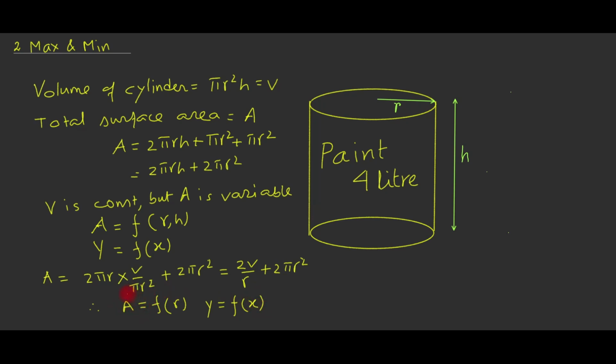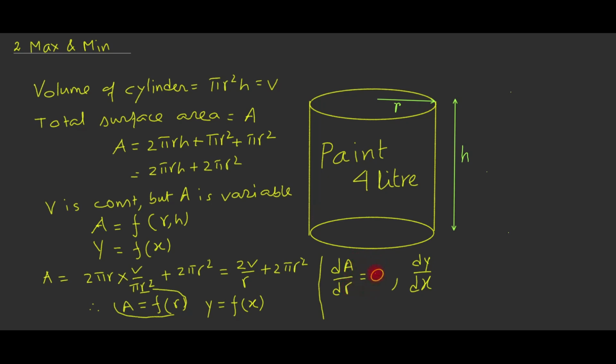So in this expression, A represents y and r represents x. We'll have to find the value of r for which A will be minimum. So for this, dA by dr should be 0. Now what is dA by dr? It is the derivative of area A with respect to r. It is comparable to dy by dx. Now the question is, why should it be 0?